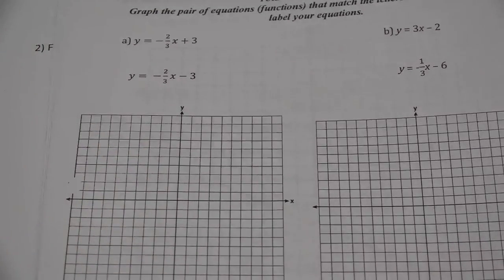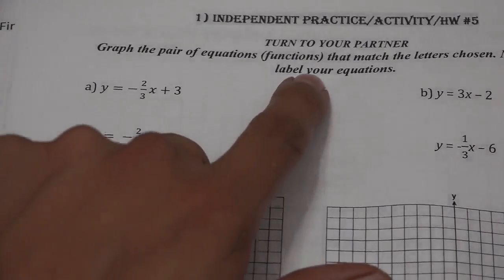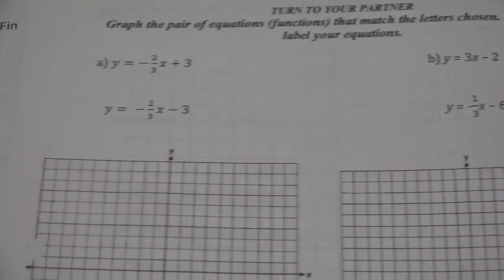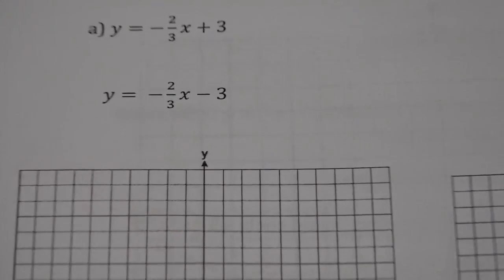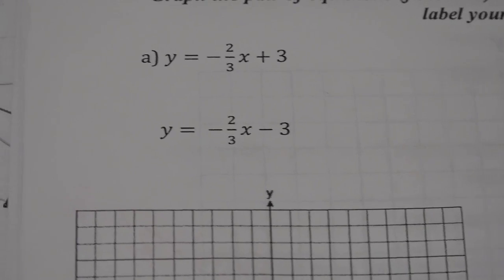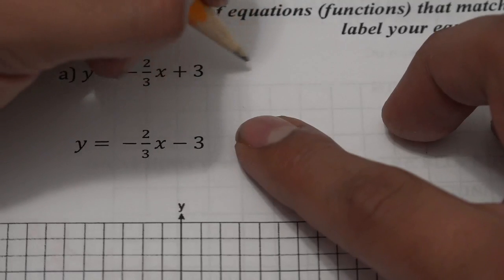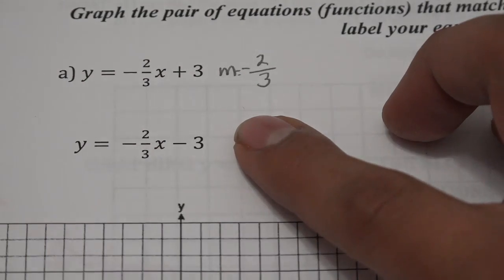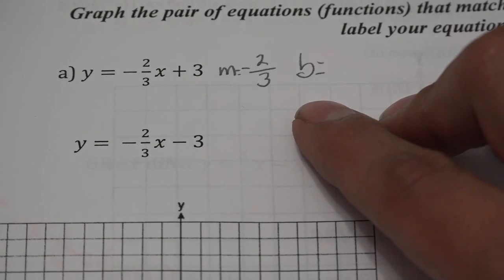Okay, so here I'm supposed to graph the functions that match the letters chosen. So we're gonna graph A in this grid right here, and we're gonna graph B in this coordinate plane. So let's start with A. The first thing that we need to do is identify the slope and the y-intercept. For this line, the slope is -2/3. That is what M is. The y-intercept is what? Right, it's 3.